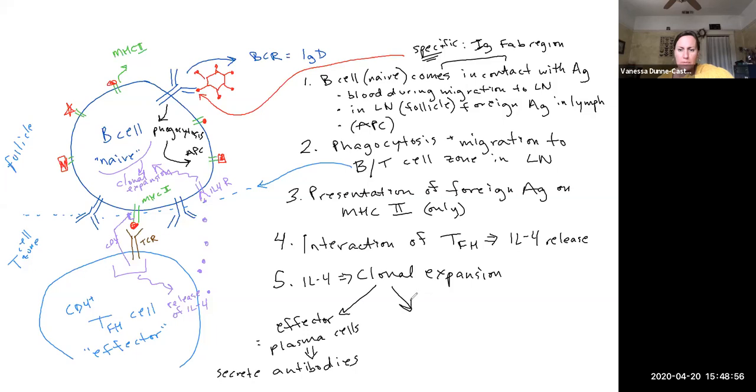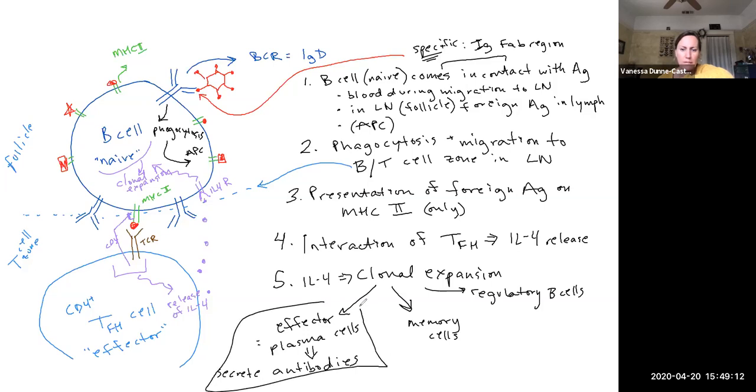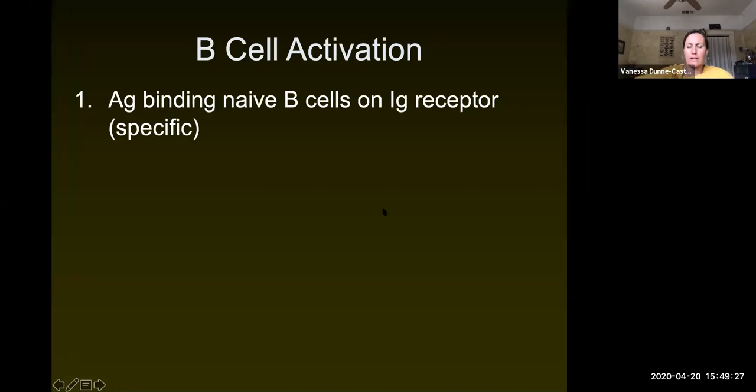This also will produce memory cells and also can generate regulatory cells. But this is by far the biggest category of cells that are produced under this clonally expanded B cell, and then we'll talk about the function of these. Let's go back and look at our slides. Okay, and these might have a slightly different sequence, but let's look.